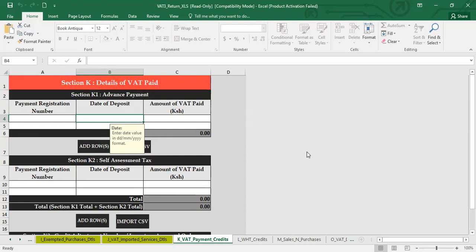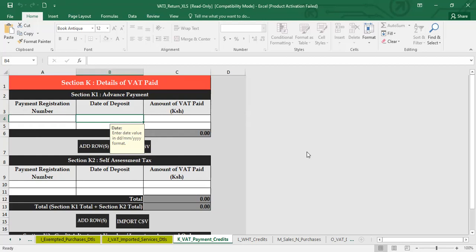Then later on, that is during the month, say you are doing business in the month of August. So at the beginning of August, maybe on the 1st, 2nd, 3rd or 4th, you decide to make an advance payment in regard to VAT. So this is where you are going to do what? When you go to file at the end of the month, you have to recognize the amount you paid in advance.